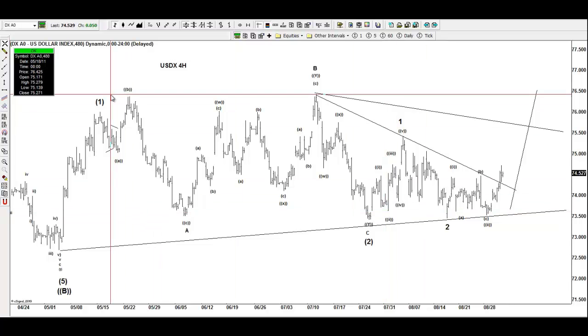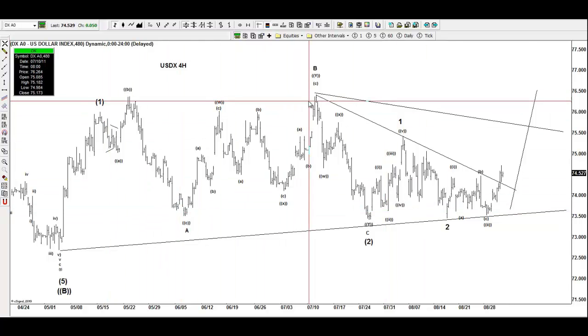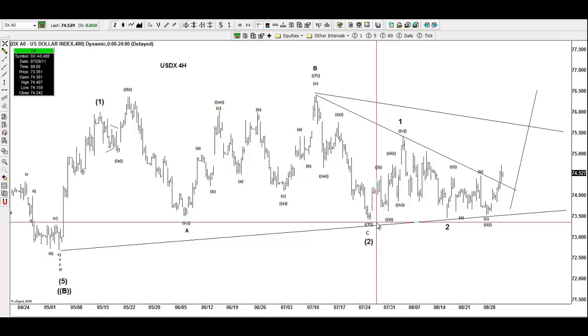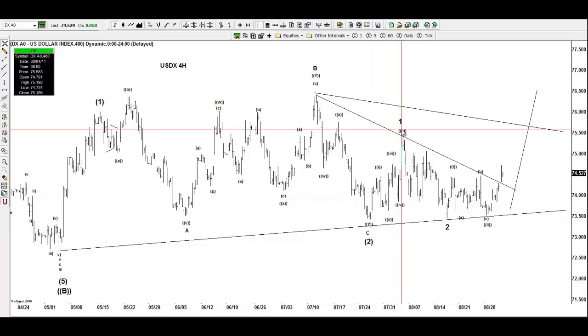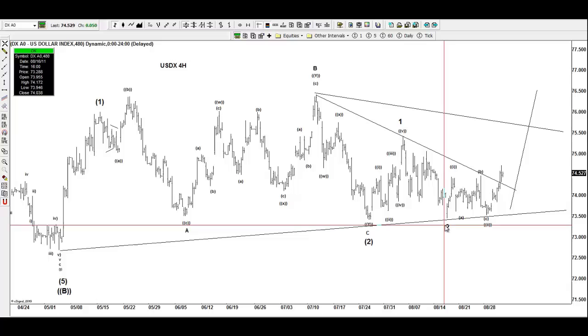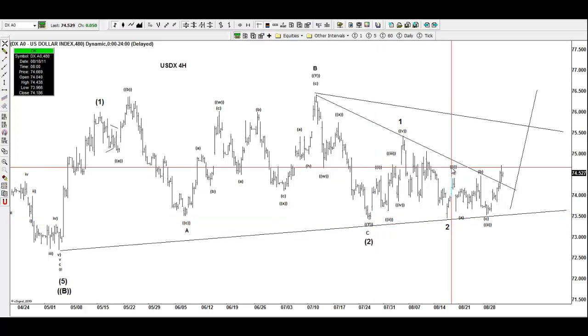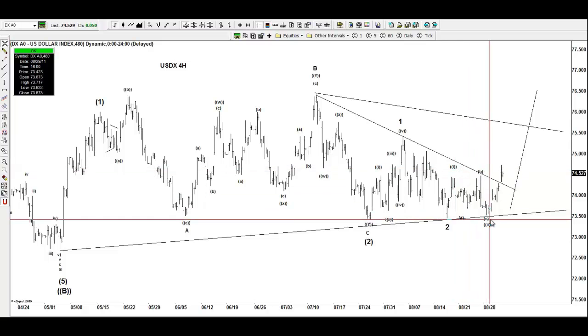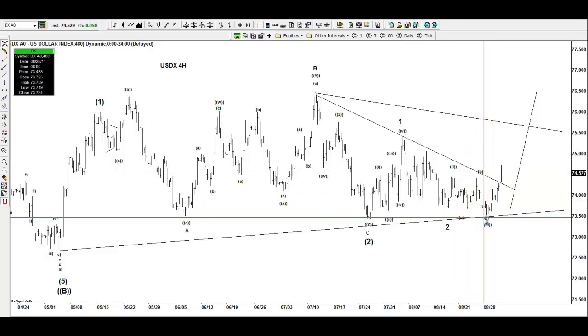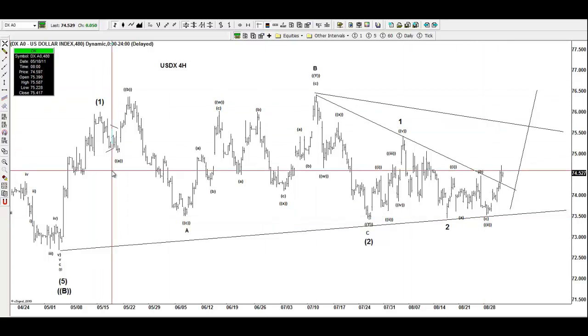Only think about it. A one, and look at the big flat right here, and then it looks like a leading diagonal, one, another two, almost 100% retracement, and then another one, another two, and almost 100% retracement. So technically it's too contracting, but Elliott Wave wise, there is nothing wrong. So this should be the count if the dollar breaks higher.